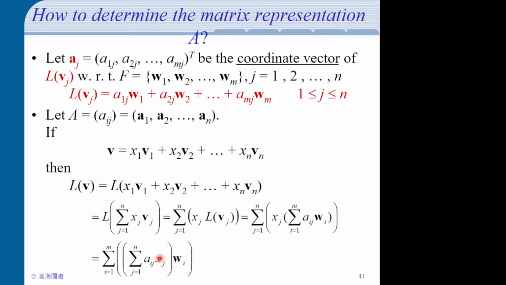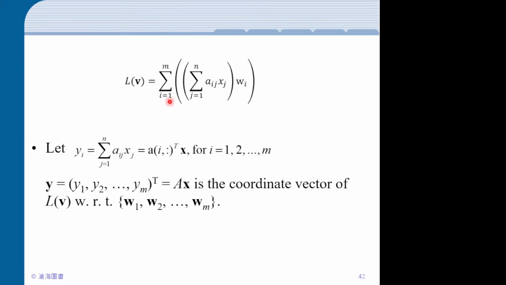Okay. And so our algebra tells us that L of v is this. Anyway, okay. So L of v is the summation of basis vector times coefficient. That's the sum over j of a_ij x_j. Okay. And then we can just think about what a_ij x_j is.